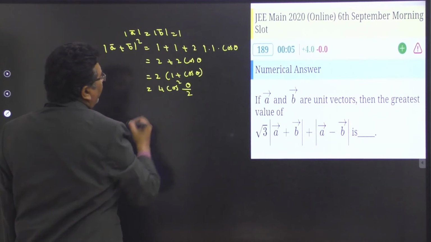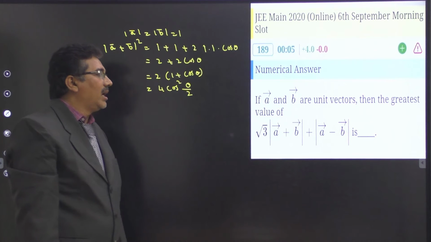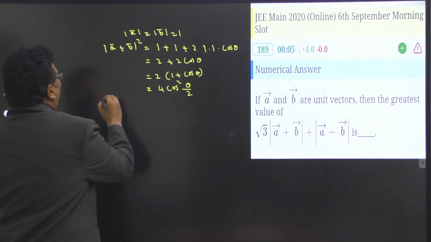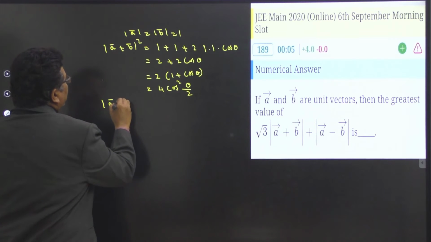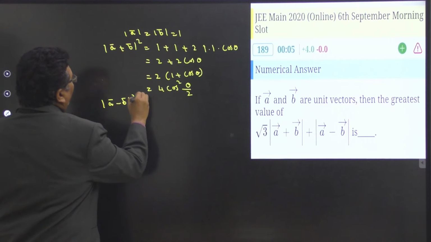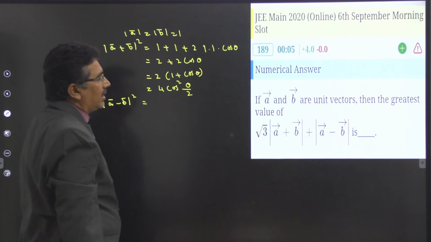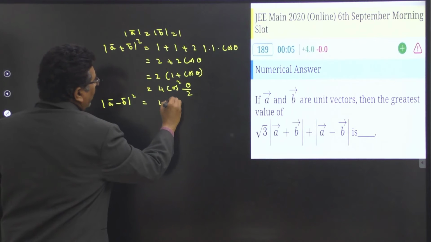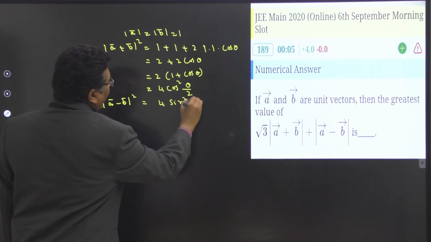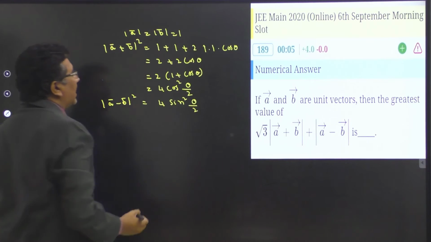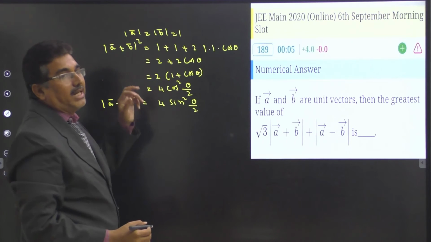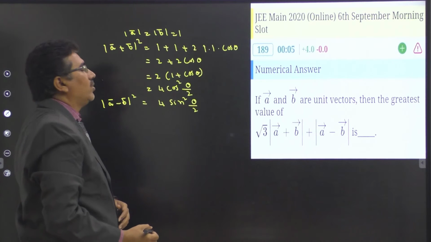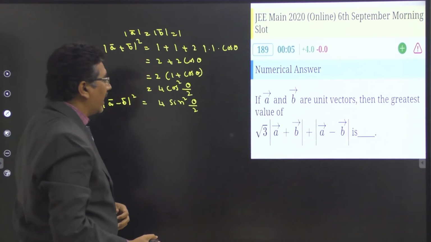From the trigonometry formula. Okay, now similarly, modulus of A bar minus B bar whole square will be equal to 4 times sine square theta by 2. Because here 1 minus cos theta appears. What is 1 minus cos theta? 2 sine square theta by 2.